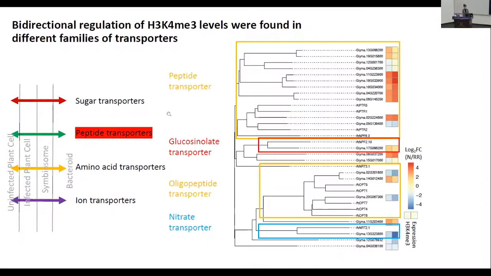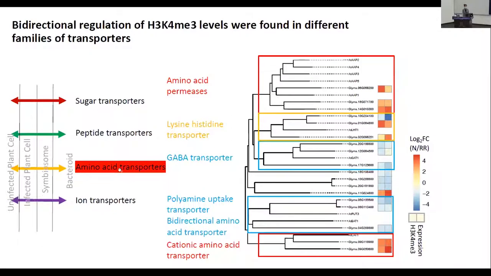And then as for the peptide transporters, along with the key transporters in Arabidopsis, a phylogenetic tree was constructed based on the peptide transporters and the key transporters from Arabidopsis. As you can see here, upregulation could be found in the glucosinolate transporters and downregulation could be found in the nitrate transporters, while bidirectional regulation could be found in the peptide and oligopeptide transporters.